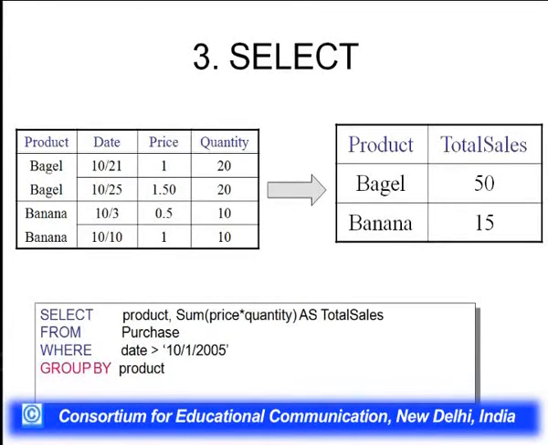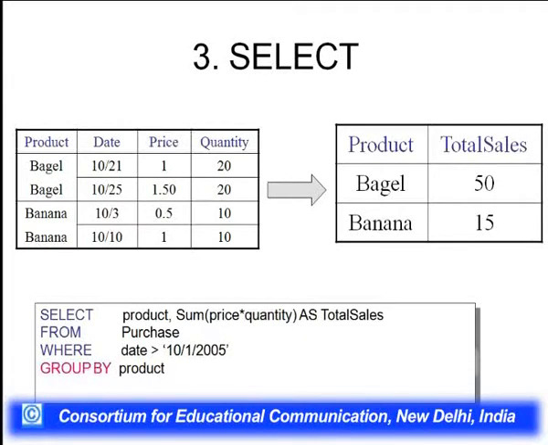You can see here that the products have been grouped and the where clause has executed. After that, the total sales are calculated based on this grouped data, by multiplying price into quantity. In the lower portion you can see the query has been written: select product and total sales. Now, what is total sales? It is the sum of price and quantity.